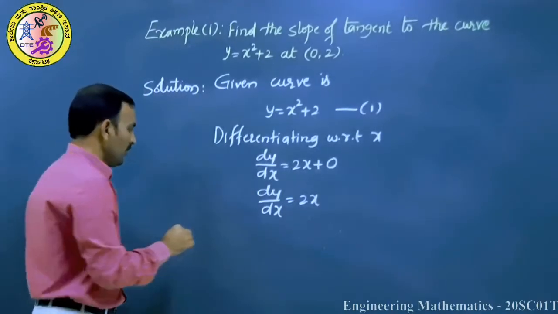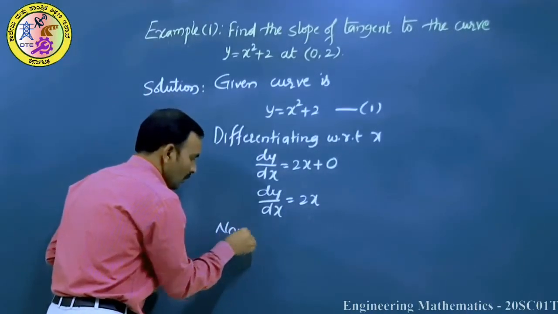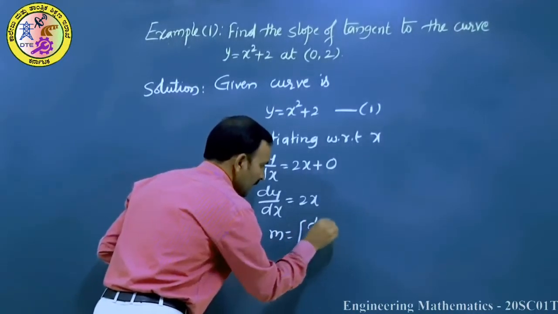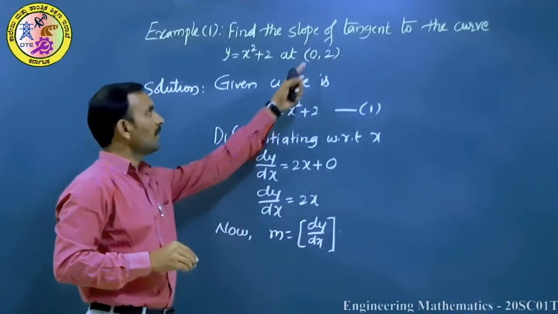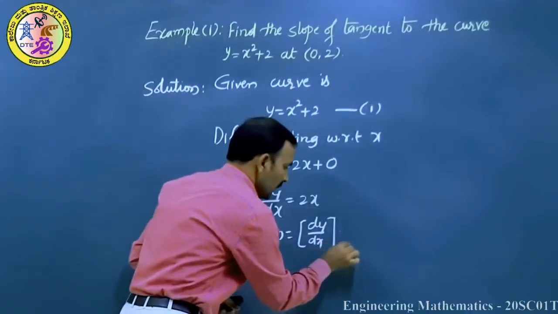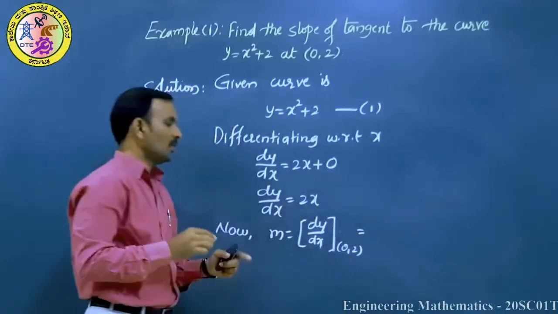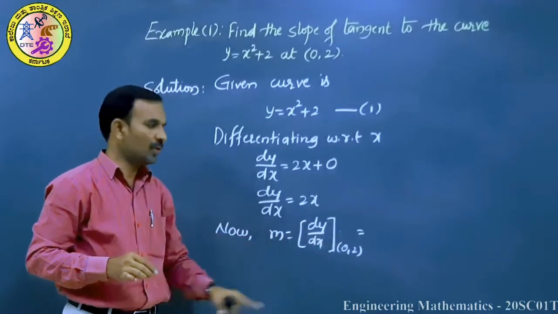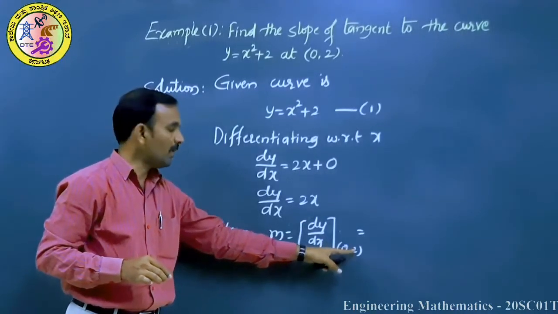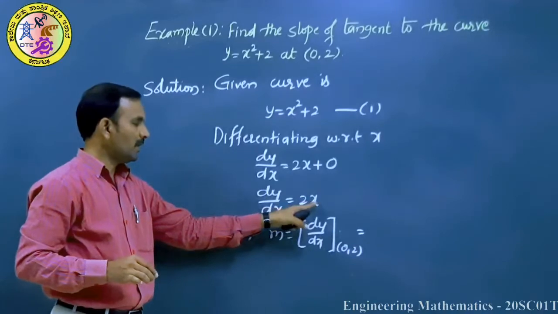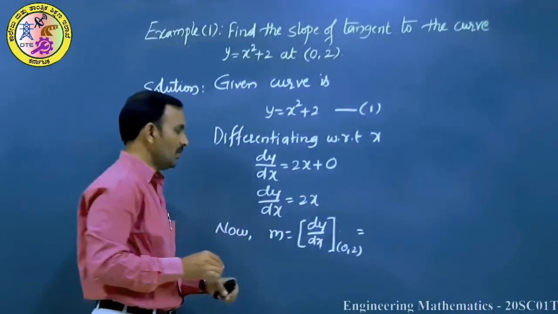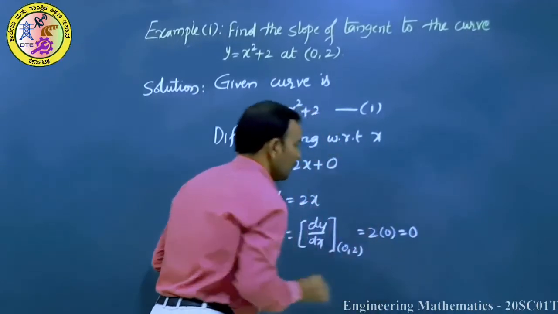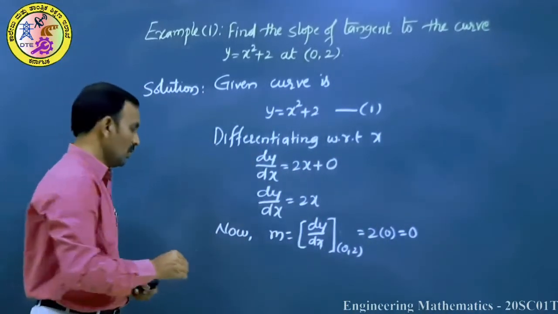Now you have to find the value of m. We already know m equals dy by dx at the given point. The required point is 0 comma 2. You substitute x equal to 0 and y equal to 2, like x1 comma y1 is 0 and 2. In this equation, put x equal to 0. The value is 2x, 2 into 0, which is equal to 0. So what is the m value? It is 0.